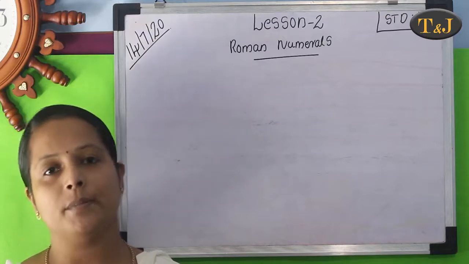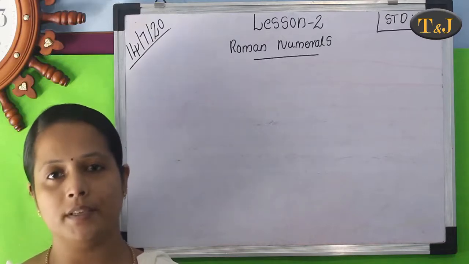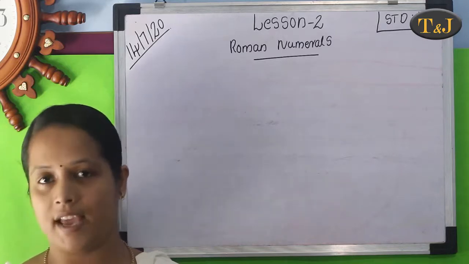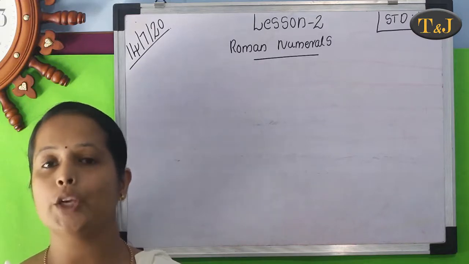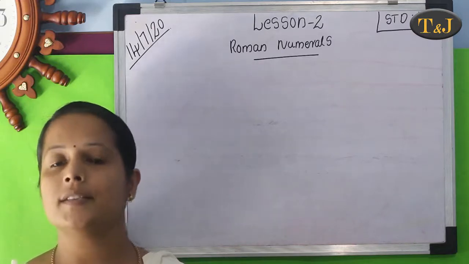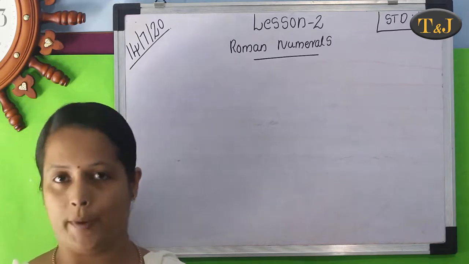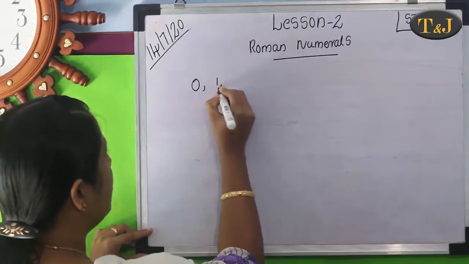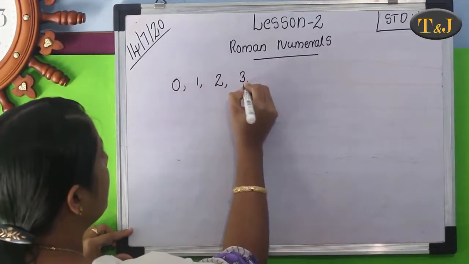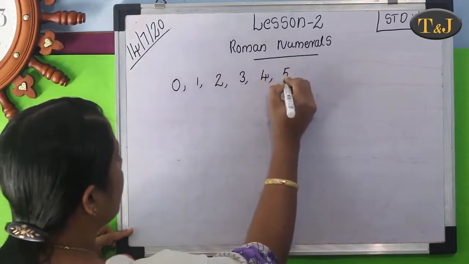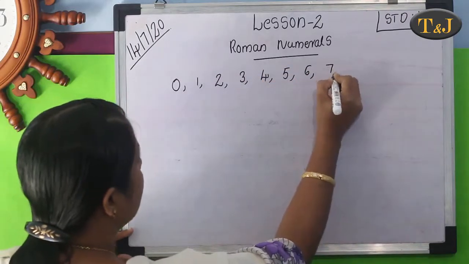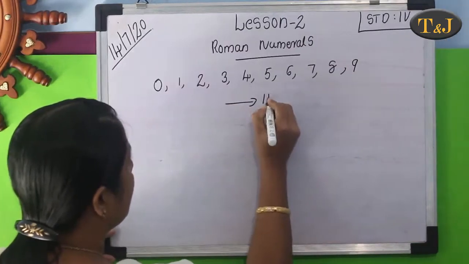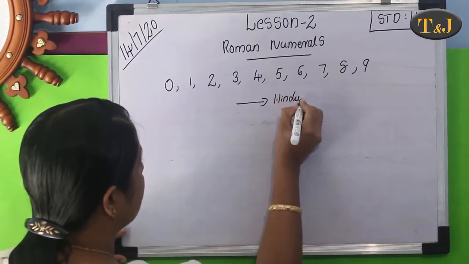To write any number, we use the numbers 0, 1, 2, 3, 4, 5, 6, 7, 8, 9. These numbers are called Hindu Arabic numerals.